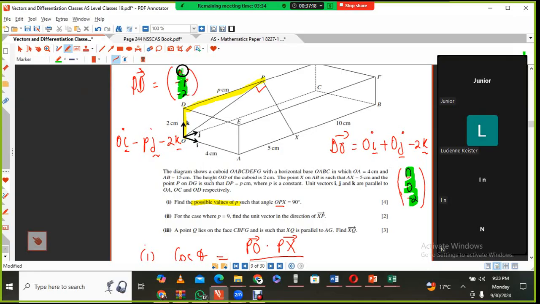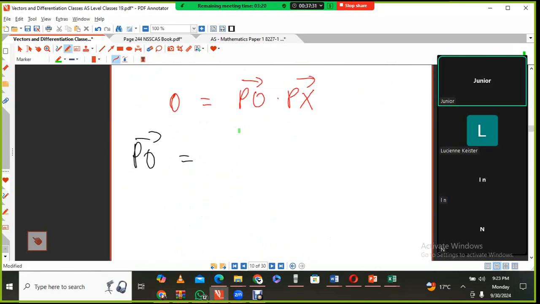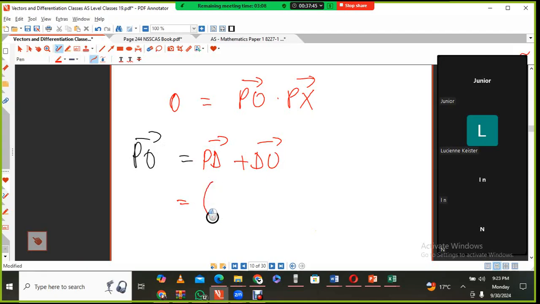We are going to use that because we have to. We only calculated PO now, and we still have to do PX. So let me write down PO. We said PO was PD plus DO, which was 0, minus P, 0, and DO was 0, 0, minus 2, which gives me 0, minus P, minus 2.